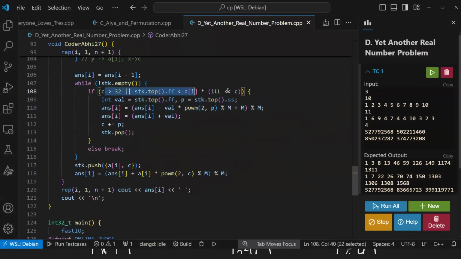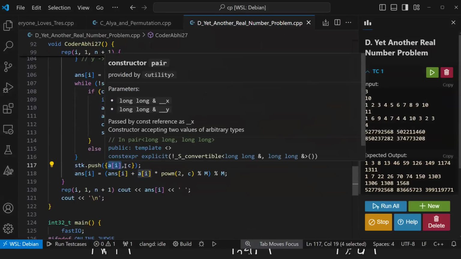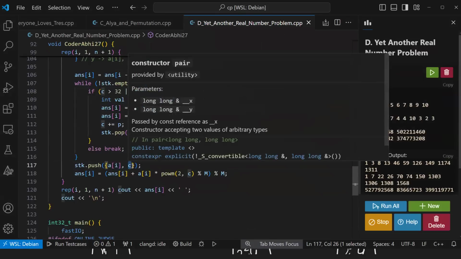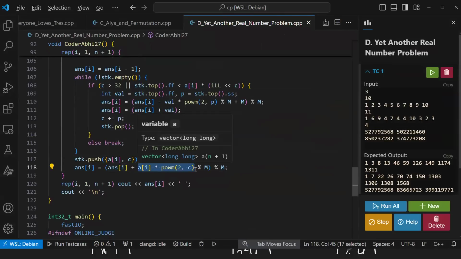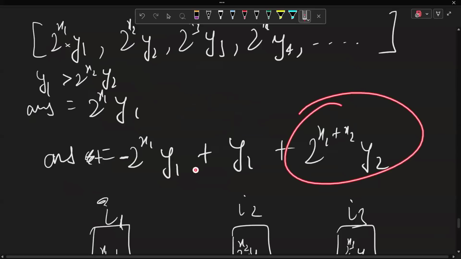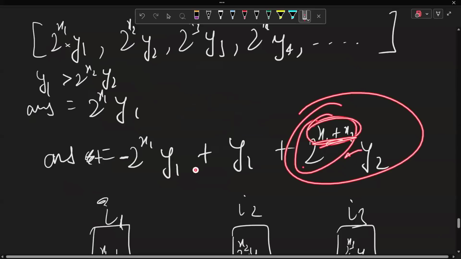Okay. If this condition is not satisfied, I would just break. I would not check further. After that, in the stack, I would push AI and C. You can see the value is pushed in dot first, and the power is pushed in dot second. And AI is updated as AI into 2 to the power C.